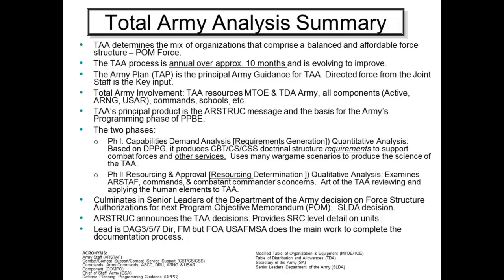The resources are the MTOEs and TDAs for the Army, all components: active, National Guard, and Reserve, commands, schoolhouses, all of them. The principal product is the R-Struct, which is the message out there. So this is what the Army is going to look like, and we now need to program for that Army structure so we can pay for it. The two phases, phase 1, capability demand analysis, and phase 2, resourcing and approval, culminate in a senior leader of the Department of the Army decision for force structure authorizations for the next POM. It announces TAA decisions and provides SRC level detail.